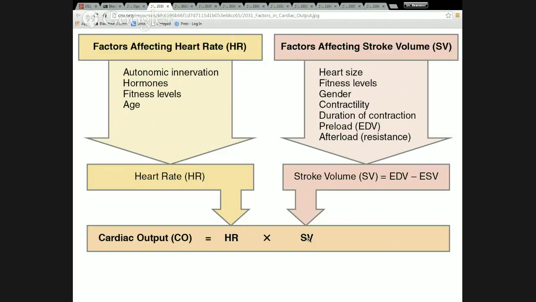Now, we'll talk a little bit more about heart rate, but you really are already familiar with most of that, what heart rate is, because we talked about it in terms of the autonomic system. But stroke volume is something that's probably new to you. So let me introduce and define that. And let me just open up a notepad here. So stroke volume equals EDV minus ESV.